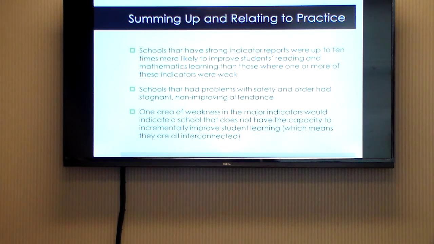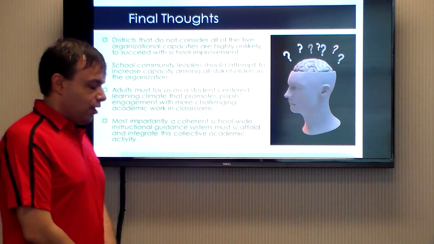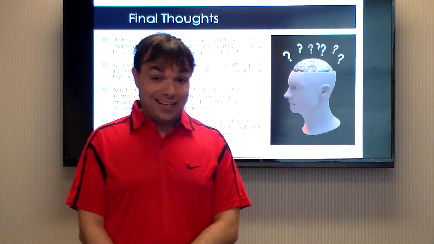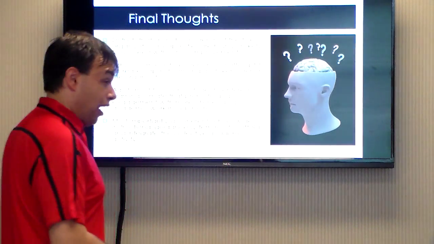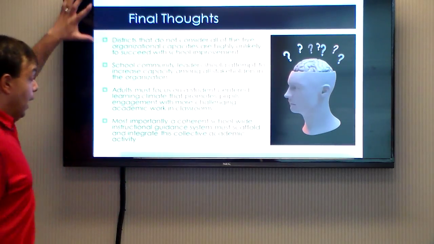If a school doesn't have the capacity to improve student learning, that can be a problem, and that comes with interconnectedness more than anything else. So you have to consider all 5 organizational capacities. My argument is, as a new superintendent, you can probably only do 1 or 2 at a time. If you try to do everything at once, that can be a problem as well.